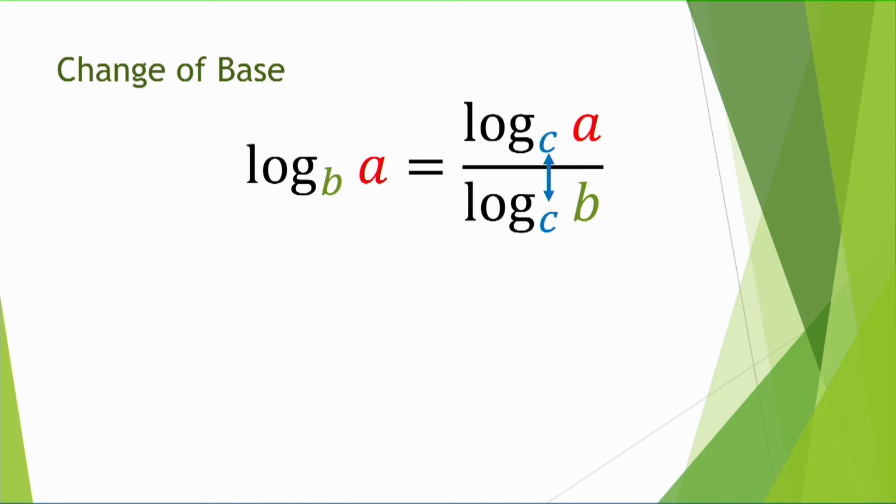And the reason we can do that is because both of these are the same. So we can use our log button for the top, for the numerator and the denominator. All right? And when we do that, we're going to take the log of our top number and divide it by the log of our base. Sorry, log of our argument in the numerator and the log of our base in the denominator.